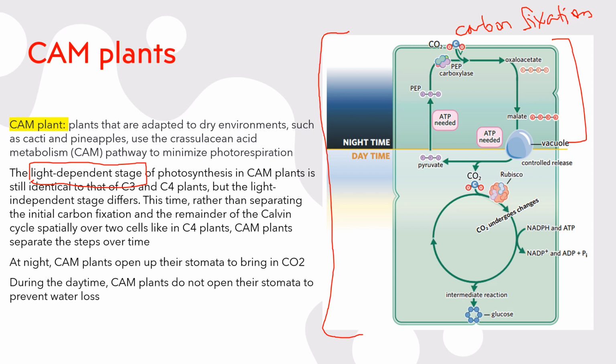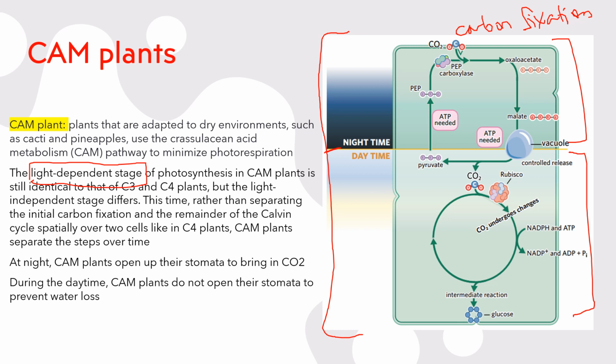Then during the day, they have their stomata closed. This is for several reasons, but the main one is to prevent water loss, because during the day it's really dry, it's really hot, so their stomata are closed. And then this is when our reduction and regeneration steps of the Calvin cycle occur. Rubisco isn't really needed in this part because Rubisco has already done its carbon fixation at nighttime, so the rest of the process occurs during the day. We've got our coenzymes working, our glucose molecule is created. So that's how the CAM plants do it.